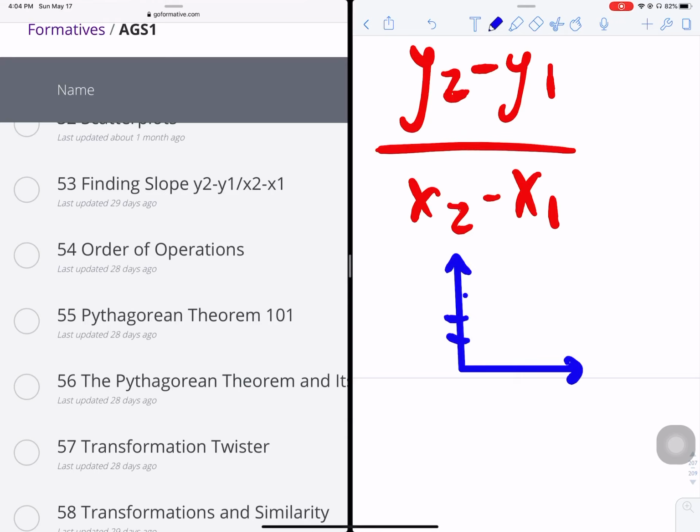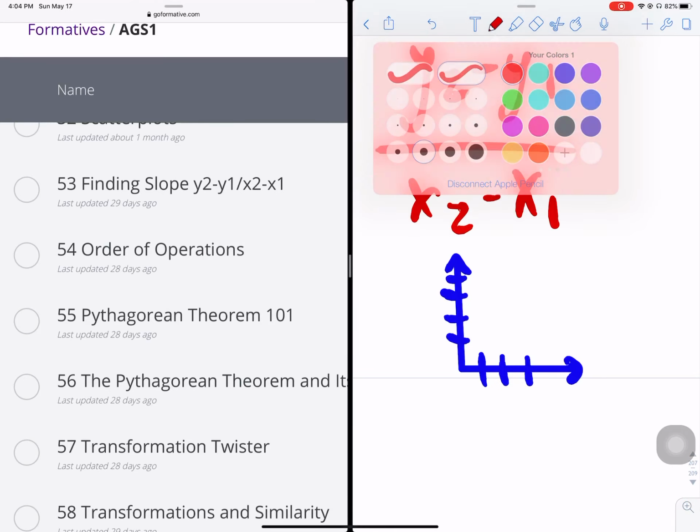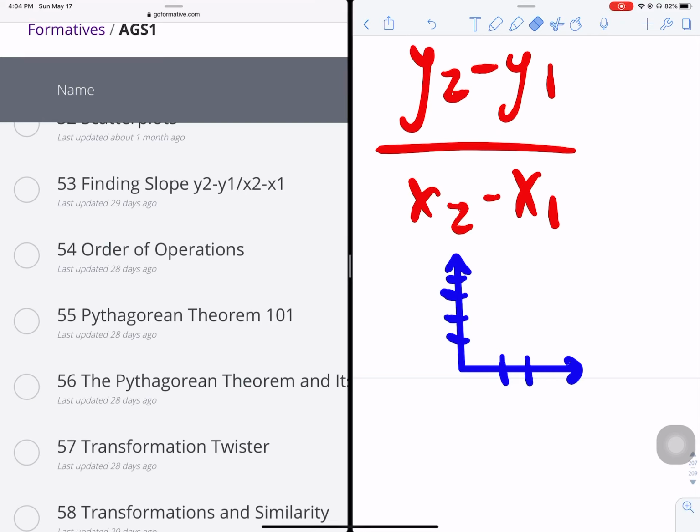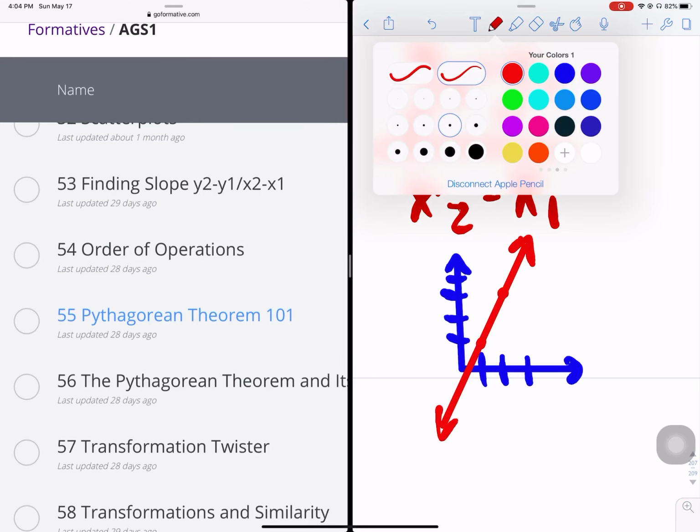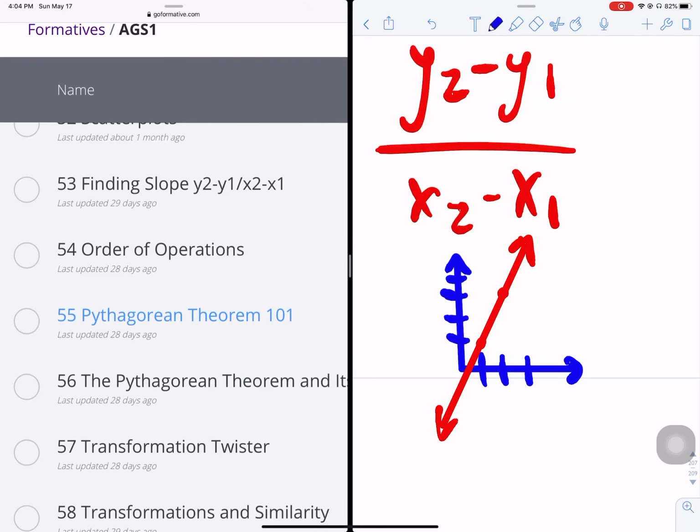So let's just use easy peasy, lemon squeezy, okay? If I were to do 1, 1, and let's say it goes up 2 over 1, so 1, 3, I can see that it goes up 2 and over 1. Therefore, the slope is 2 over 1.